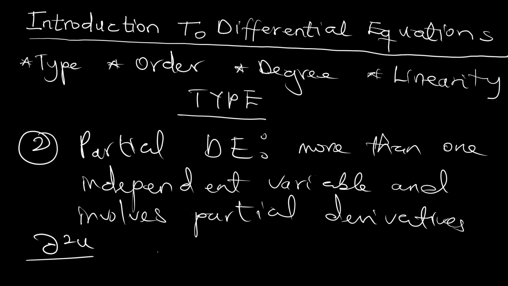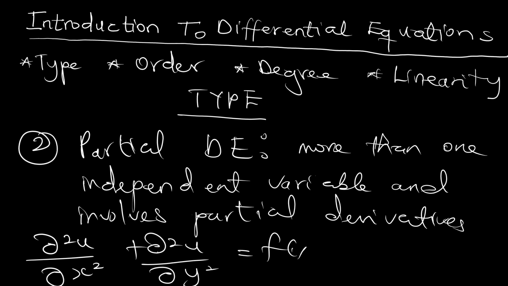del squared u over del x squared plus del squared u over del y squared equals a function of x and y. So this is a partial differential equation because it has two independent variables in this case, which are x and y, right? And it also involves partial derivatives only. That's the del, like I explained earlier on.